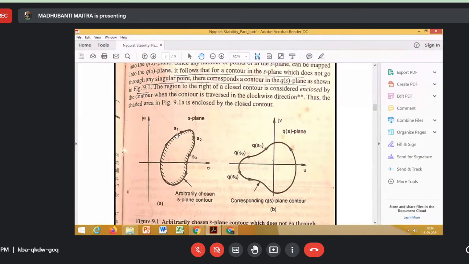So since it's a closed contour, let's assume that we have started from this particular point S1, then we are passing through this point S2, S3, S4, S5, and finally again will terminate at this particular point S1. So the starting point and the terminating point, since it's a closed contour, will be the same. Otherwise, we will not get a closed contour, isn't it?